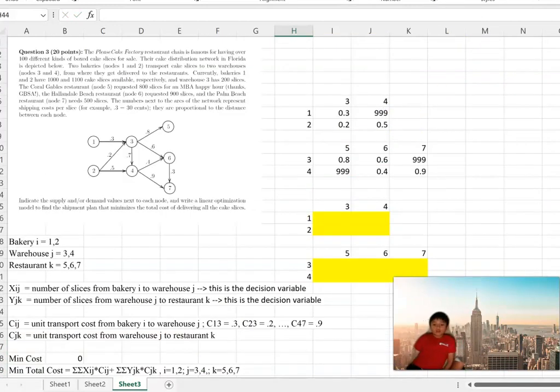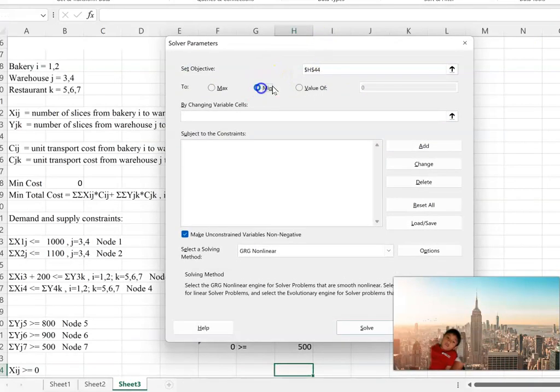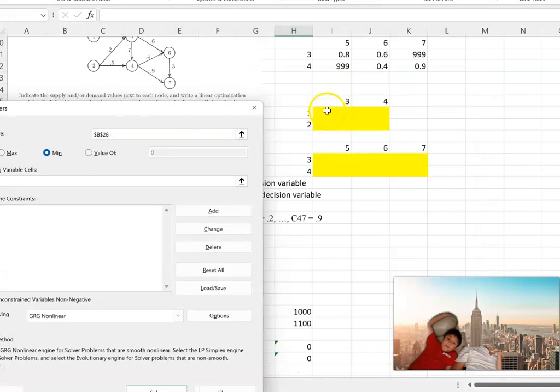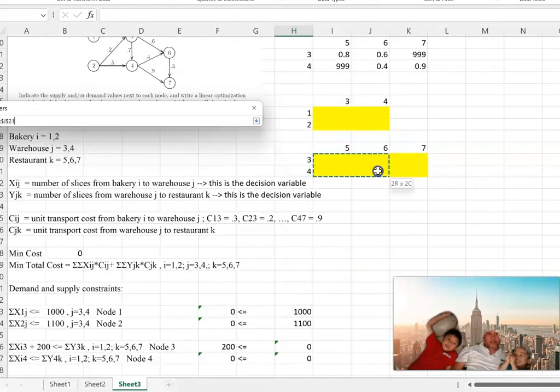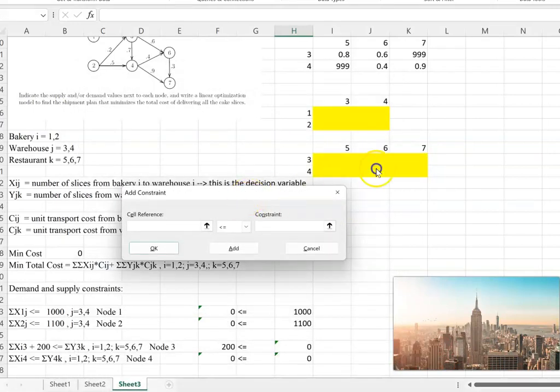Say data, where's the solver? Okay, so data, solver. Here we want to minimize the cost. Cost is this one, by changing the variable cells here. So we have this one, subject to the following constraints.